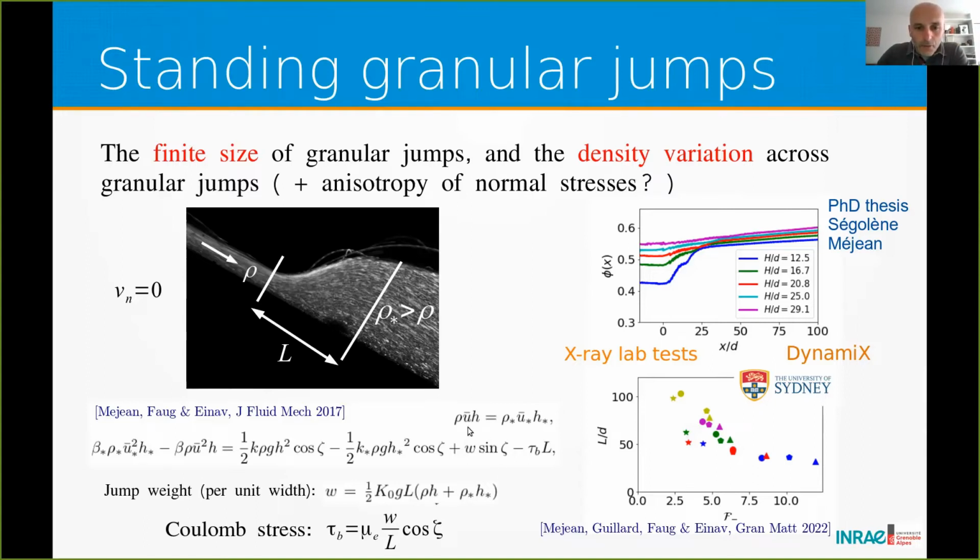So to describe this, we propose to consider mass conservation and momentum conservation, but we include density variation. So you have rho star and rho, which are different before and after the jump. And you have the force acting over the jump, mainly the force due to the weight of the jump and along the slope, and the resistive force, which is encapsulated into a Coulomb stress. So you introduce an effective friction inside the jump.